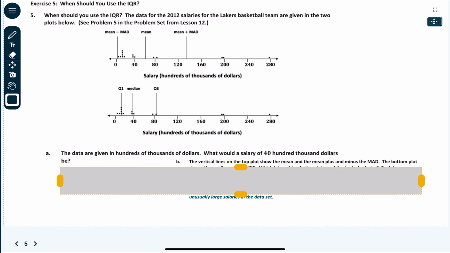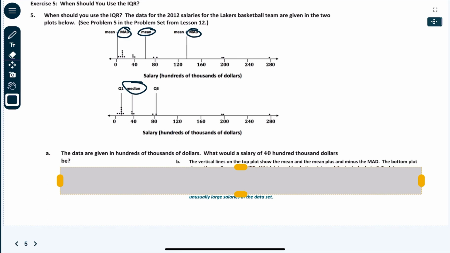Page 5. When should you use IQR? Now this is important to remember. The data for the 2012 salaries for the Lakers basketball team are given in the two plots below. Okay. Now, this one is in reference to the mean, and this one is in reference to the median. Remember, I told you in the very beginning, when we have the mean, we're going to use MAD to talk about the variability. When we have the median, we're going to talk about the IQRs.